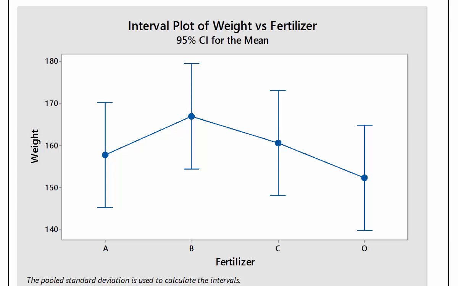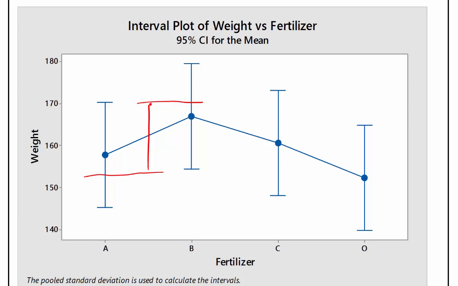And for example, take fertilizers A and B. You can see that there's plenty of overlap between these confidence intervals for A and B. For example, all of these places, right? That whole area, this whole region from here to here, is where fertilizers A and B's confidence intervals overlap.